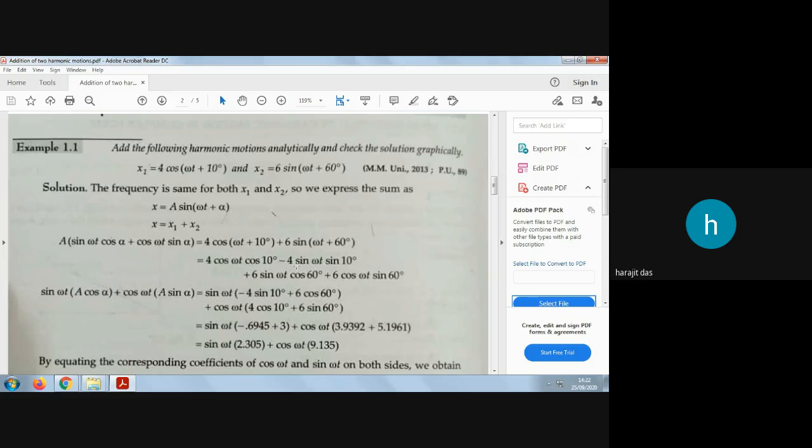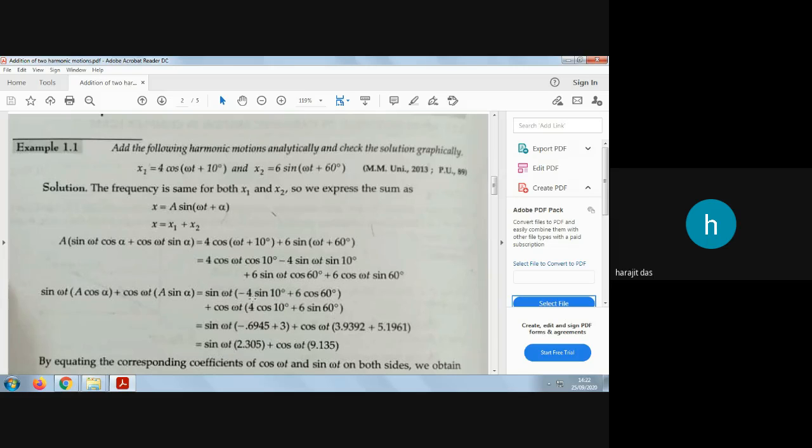So sine omega t minus 4 sine 10 degree plus 6 cos 60 degree. Okay, if you make sine omega t common, you will get this. Then cos omega t. Why are you taking this common? To compare it to the left hand side, so you are making it common. Sine omega t, then cos omega t, they have taken, so you will be able to write this expression.